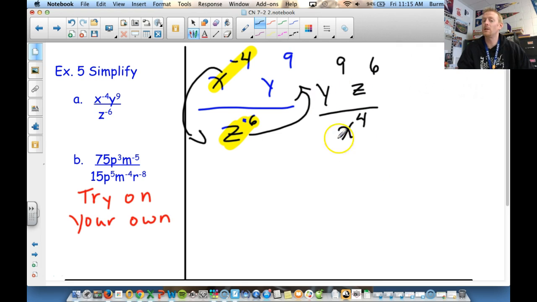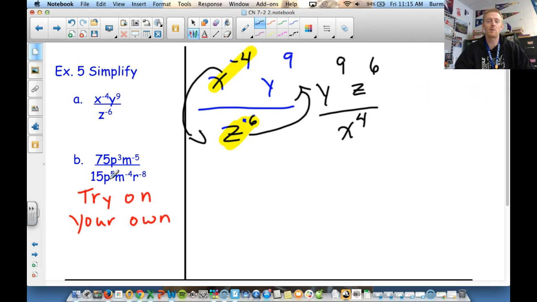Now again, just like we did before, if we had the same bases, like if there was another set of y's at the bottom or another set of z's or x's at the top, we would be able to simplify even further. And that process may just happen in problem B here. So we're going to try that one on our own as well. So we have 2 problems that you're going to bring to me to class tomorrow that we're going to check to make sure that we understand things.